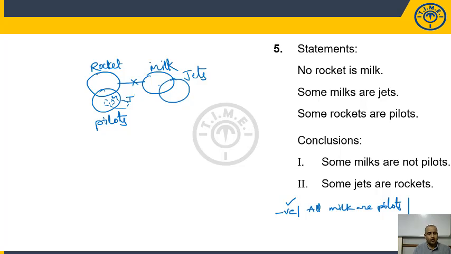Jets. The only restriction is milk and rocket. Rocket and milk there should not be any relation. Now still rocket and milk there is no relation. So it is not violating any of your statement. So this complementary is true. So negative which was true earlier is false now. So first conclusion does not follow. Next, some jets are rockets? No. Second conclusion is also not. So neither 1 nor 2 follows. So choice 4 is our answer.